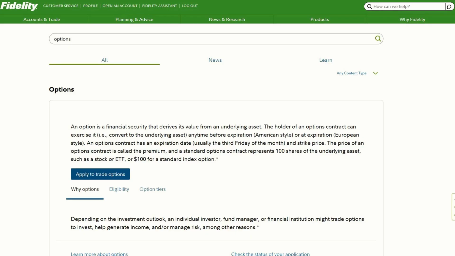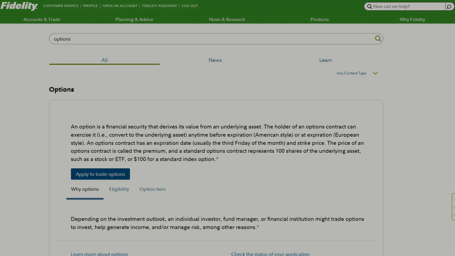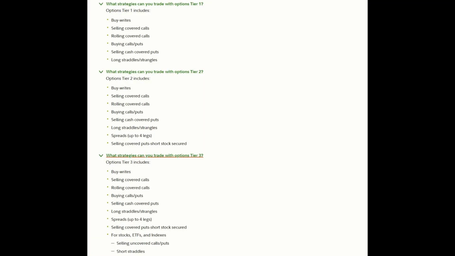So with Fidelity, you're going to have to open up an account, as you see here, and apply for Tier 1, Tier 2, or Tier 3 option trading privileges. And this is here to protect us, right? We don't want to go into something like this and not know what we're doing and click the wrong button and lose a bunch of money.